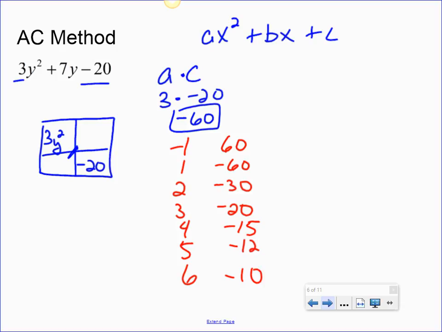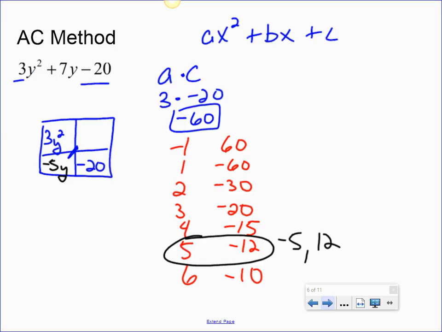And again, I'm looking for pairs that would add up to a positive 7. And the way I have them written now, I don't have any pairs that would add up to a positive 7, but I do have some that add up to a negative 7. So I know from that all I have to do is switch to a negative 5 and a positive 12. Those two would multiply together to give you negative 60, but would add up to a positive 7. So those are the two numbers, along with a y, that I put in here.